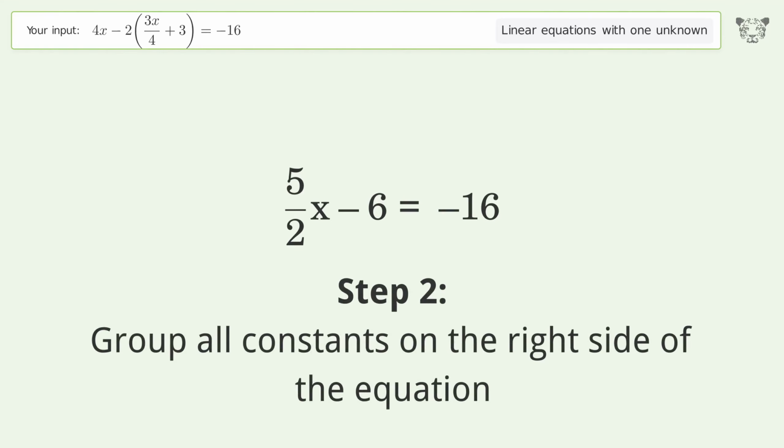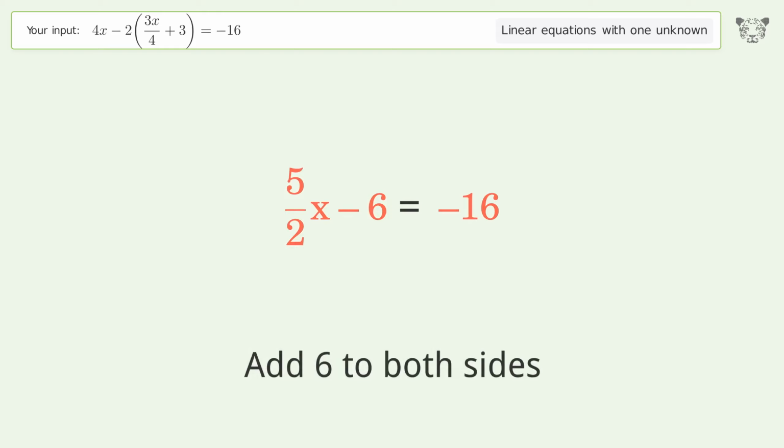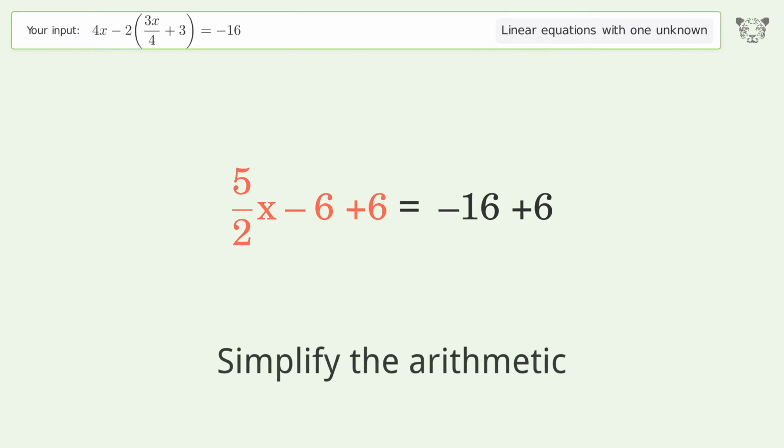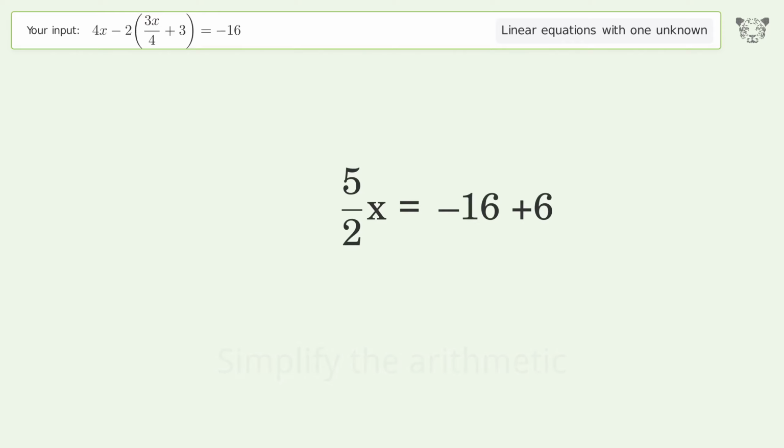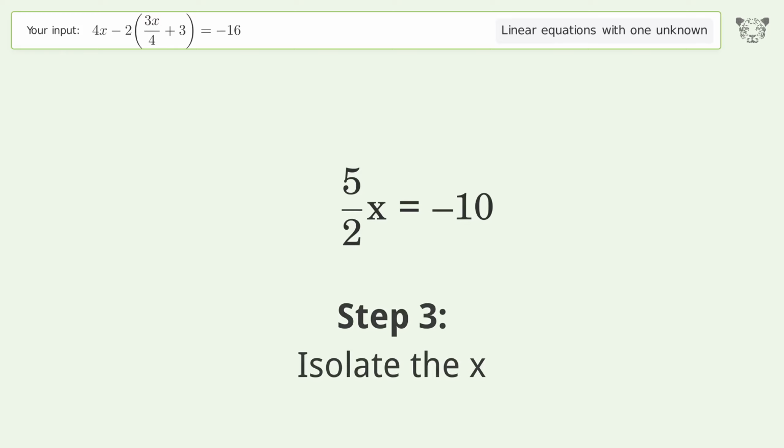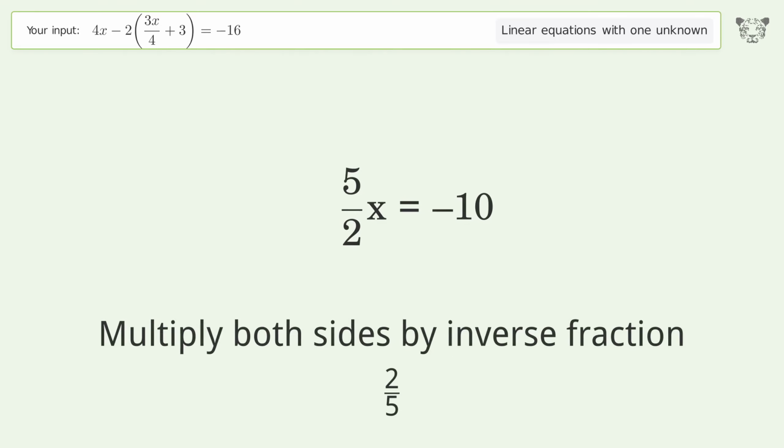Group all constants on the right side of the equation. Add 6 to both sides. Simplify the arithmetic. Isolate the x. Multiply both sides by inverse fraction 2/5.